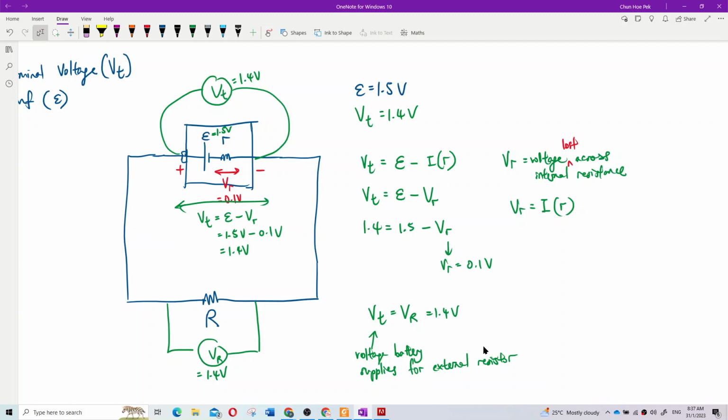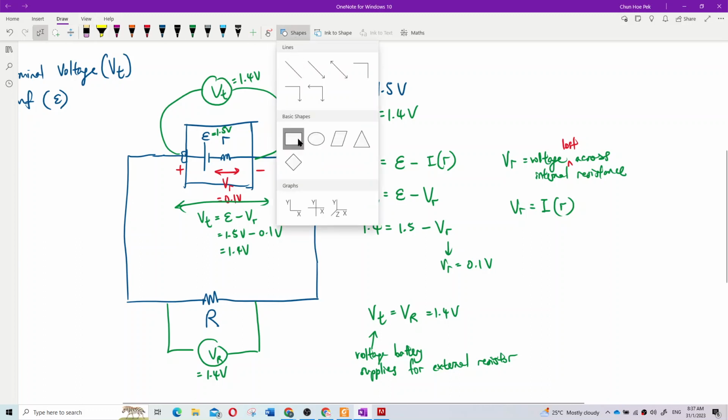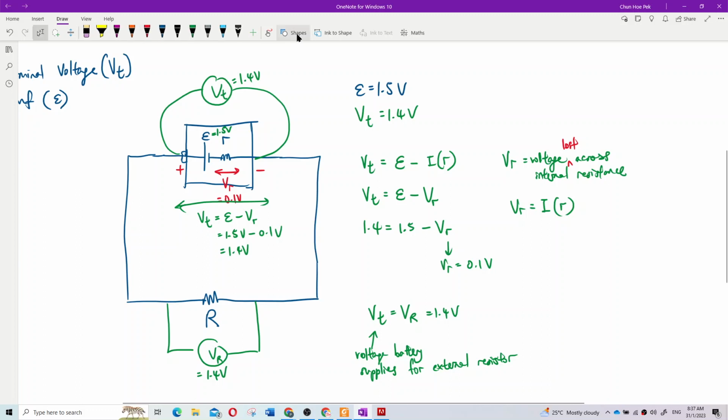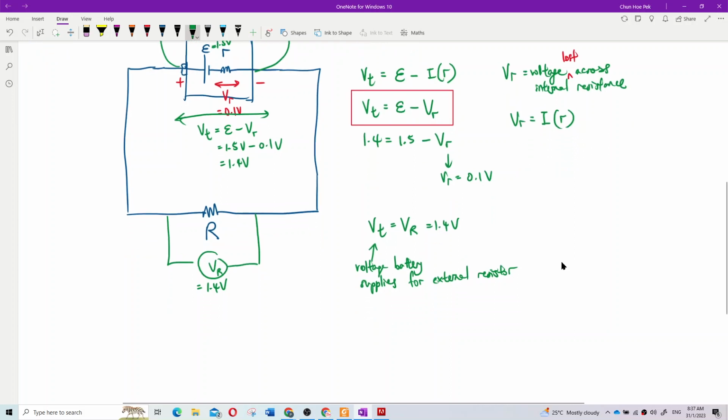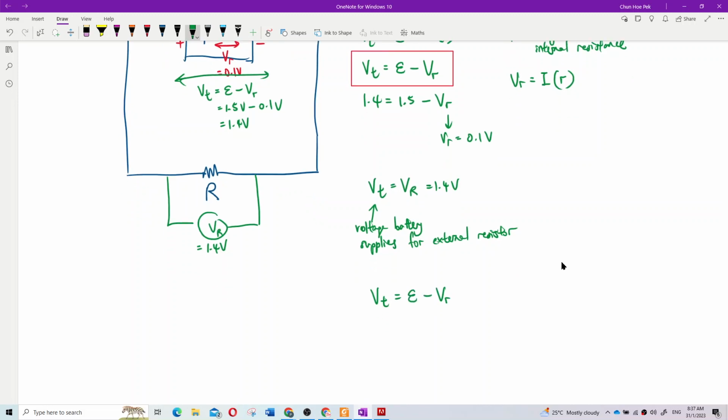Understand, class? If you look carefully at this formula, let me write it down. This formula actually is what? Look carefully, terminal voltage equals EMF minus VR, isn't it? So terminal voltage actually is V across the external resistor. Understand, class?